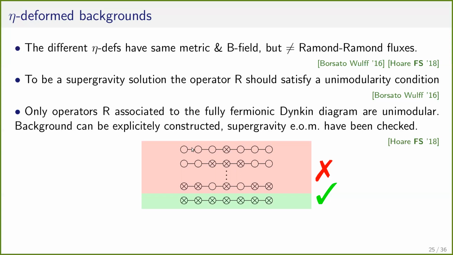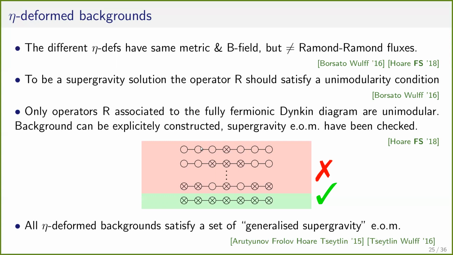The other eta deformations that are based on the other types of Dynkin diagrams do not solve the supergravity equations of motion, but they are very closely related to theories that do. This is something that I will not go into in more detail here, but if you have questions at the end of the talk or in the discussion, then you can ask. These different eta deformed backgrounds all solve a set of generalized supergravity equations of motion that can be traced back to the kappa symmetry of these models. But as I said, I will not go into more details of what these generalized supergravity equations of motion are.